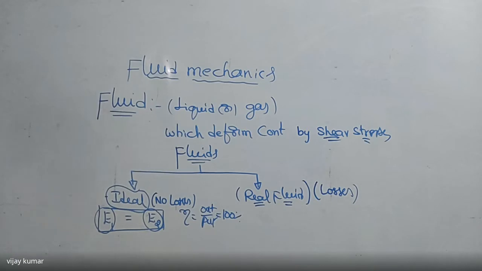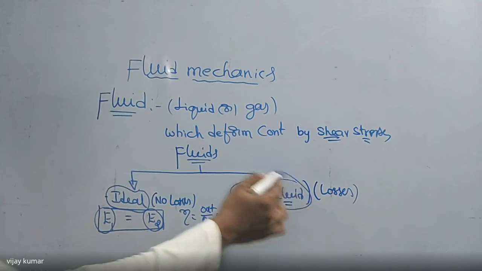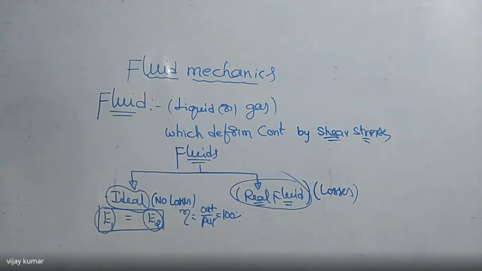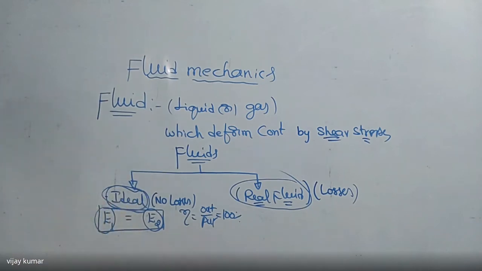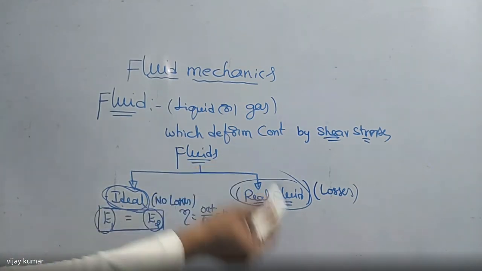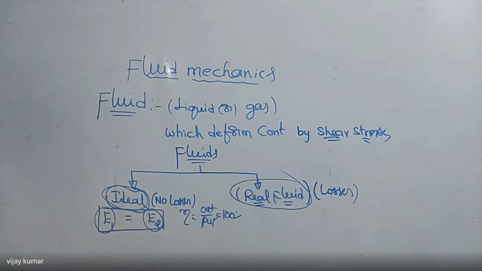That means in our nature, all fluids belong to real fluids. There is no ideal fluid. So ideal fluid means it does not have any losses. A real fluid means it is having losses. And at the same time, an ideal fluid does not have any viscosity or surface tension. In this case, it is having viscosity and surface tension. So those are the different types of fluids.